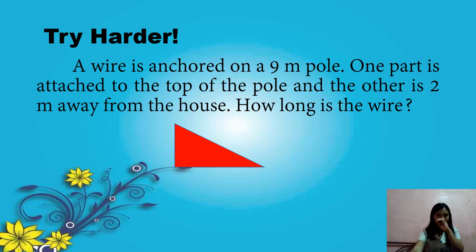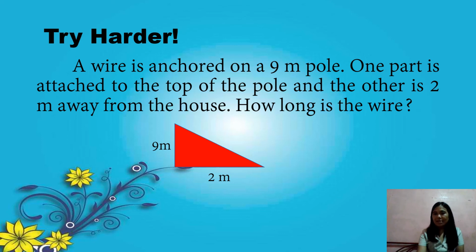So more or less, we can have an illustration of a right triangle. So, where do we put the given? You have here the 9-meter pole. The pole is, how do you call this? It's the vertical part. So, 9 is to be placed there. And then, it must be 2 meters away from the house. So, here is the 2 meters. And then, of course, what we are looking for is the wire, the diagonal part. Okay, so how do we solve this?